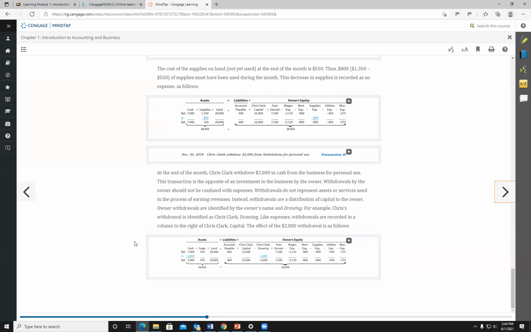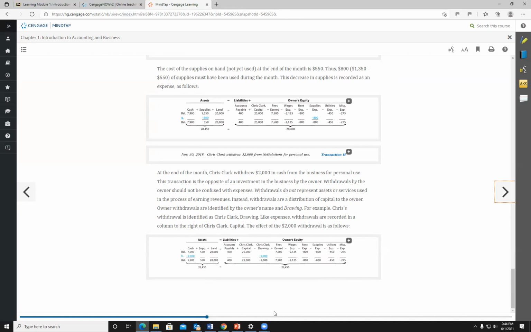So obviously he's taking out cash. So what we're going to do is we're going to reduce cash. But we're also going to come over here and create another account called the drawing account, which directly reduces capital. And when that happens, we now have balanced our accounting equation because we've reduced our equity again by $2,000 and we reduced our cash by $2,000. So both sides of the equation got reduced by $2,000, keeping the equation balanced.